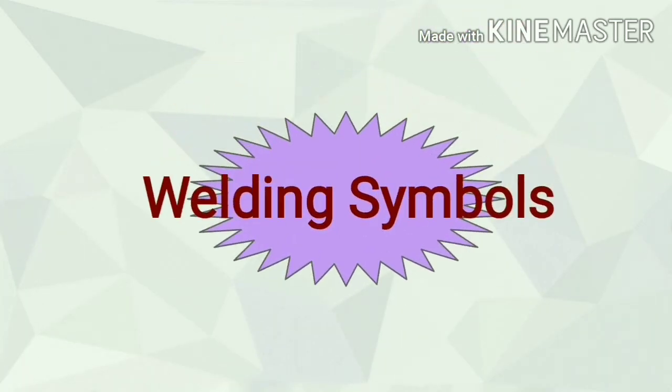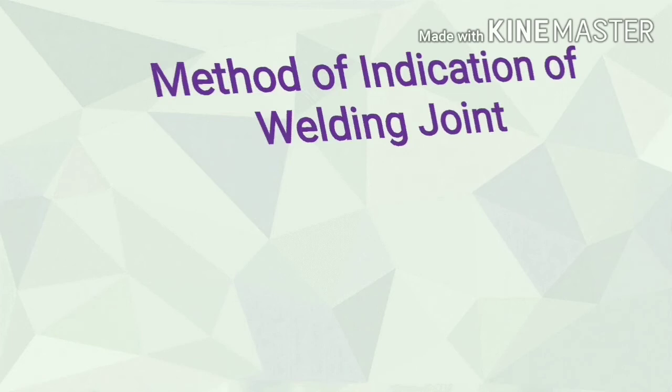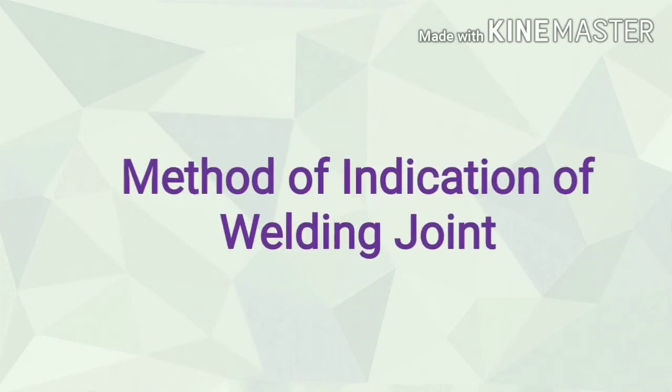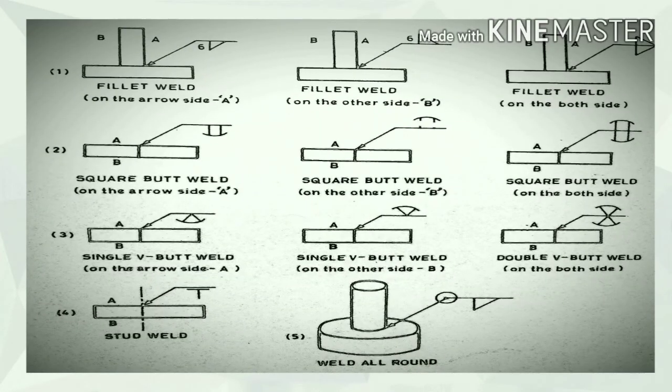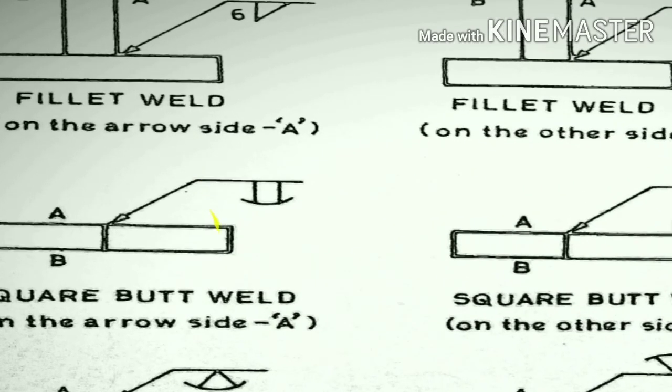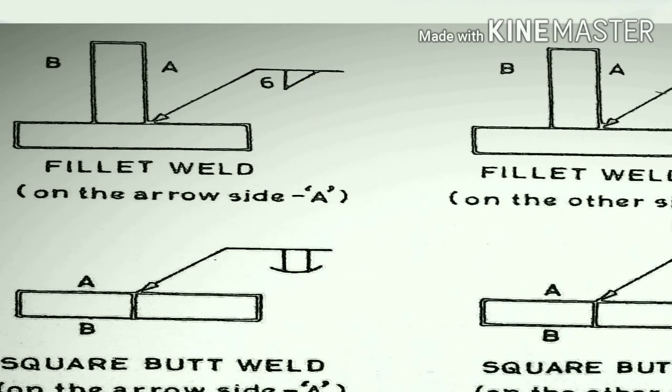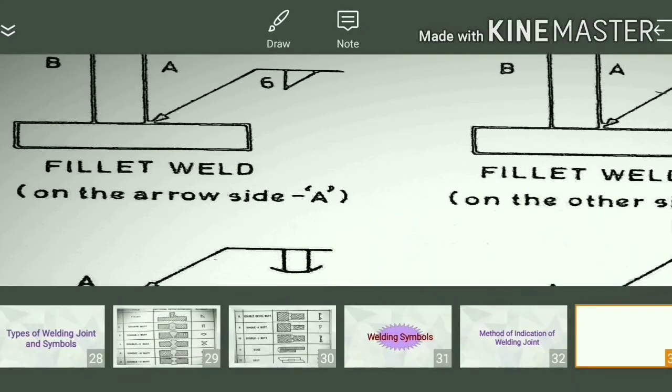Now come to welding symbol. How to represent in the drawing. Method of indication of welding joint. Number 1, fillet. Here in this picture you can see this is fillet type welding, but fillet symbol flag is downside.